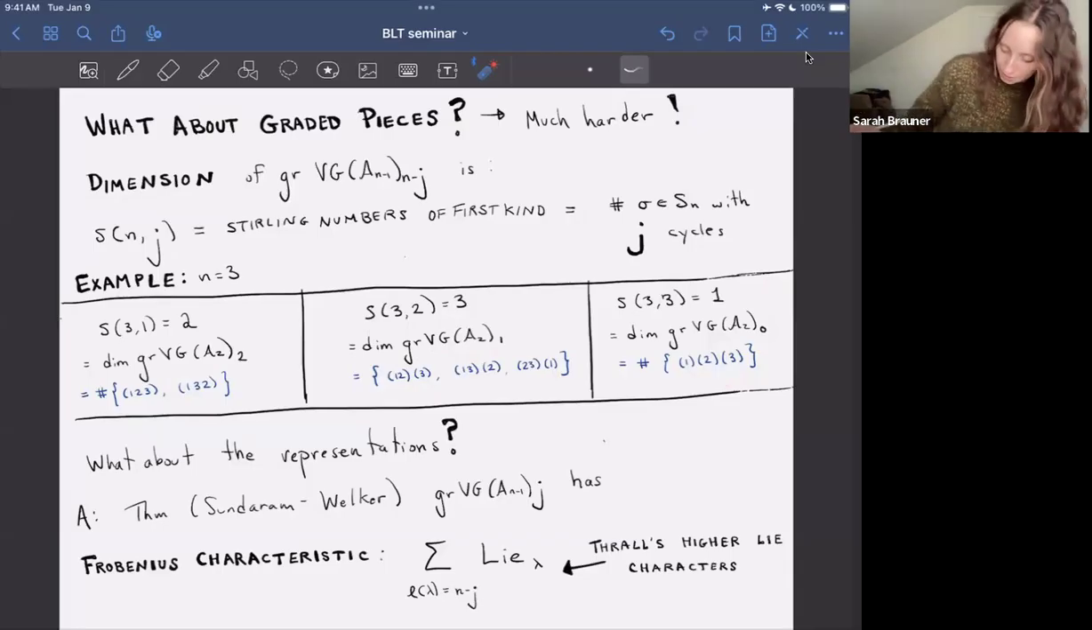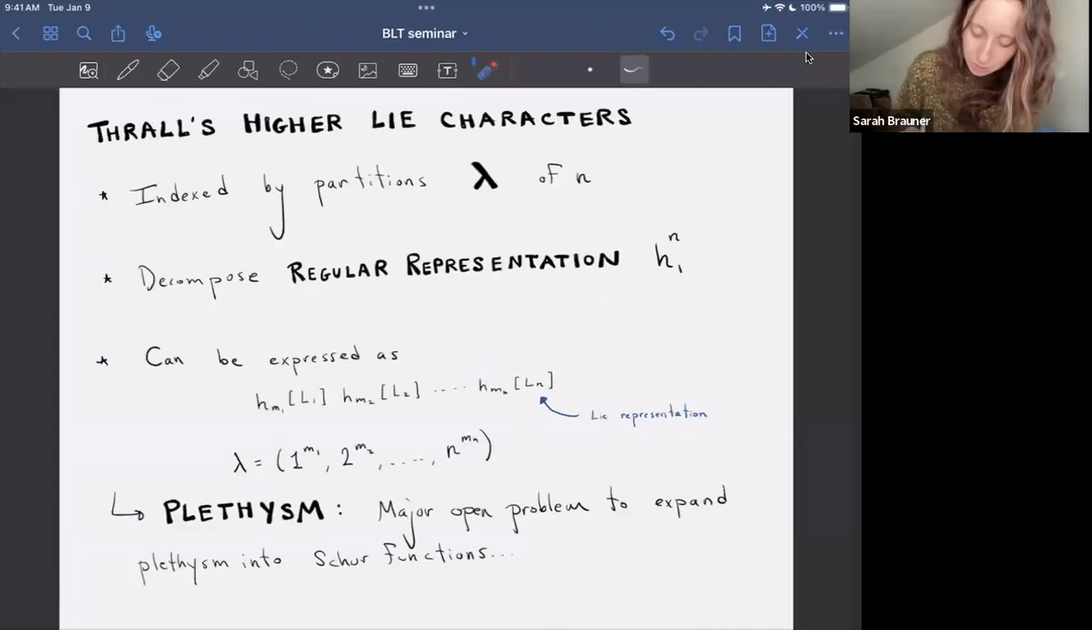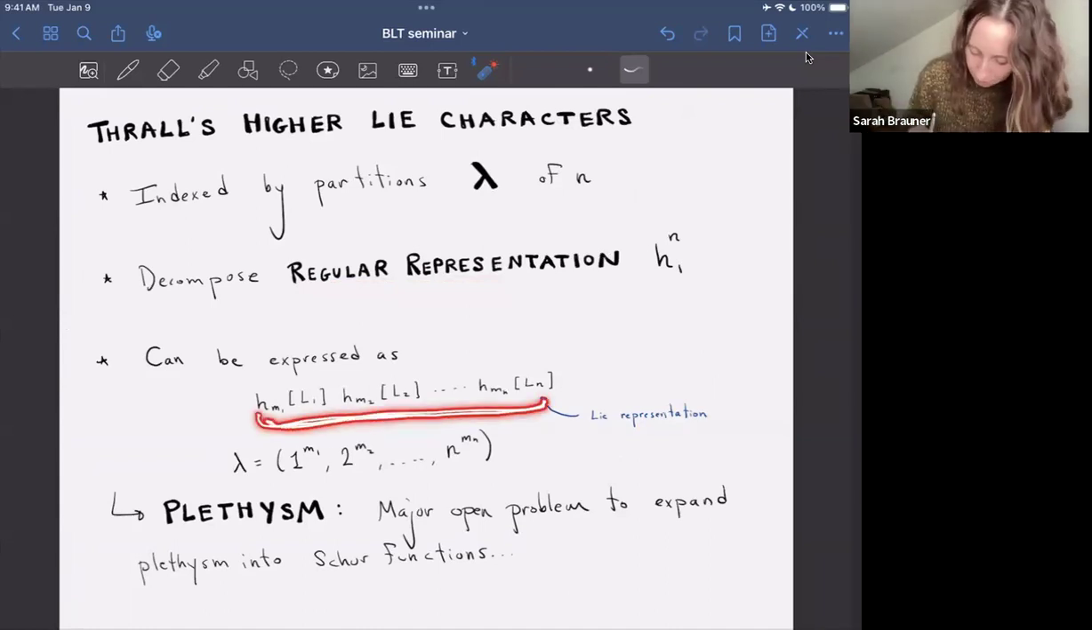Okay, so what about the representations? Work of Sundaram and Welker showed that you can describe these representations, the Frobenius characteristic, in terms of a sum of certain symmetric functions, which I'll call Thrall's higher Lie characters. It's a sum of them indexed by partitions. So what are they? There's some decomposition of the regular representation, which is good because that's the representation we're trying to decompose. And they can be expressed as symmetric functions in this way.